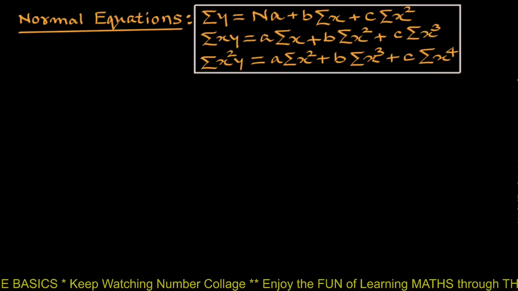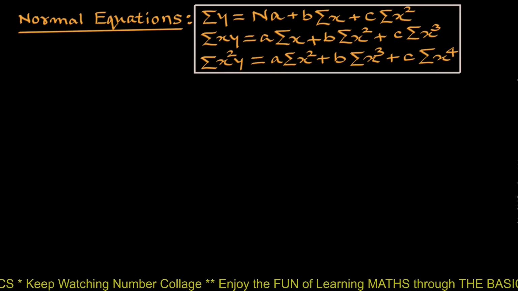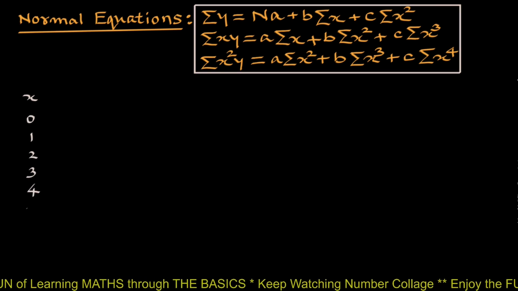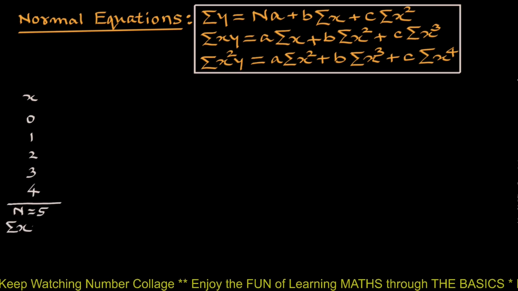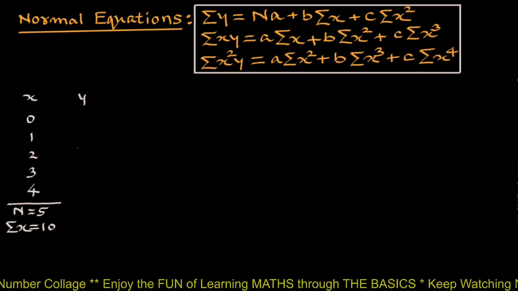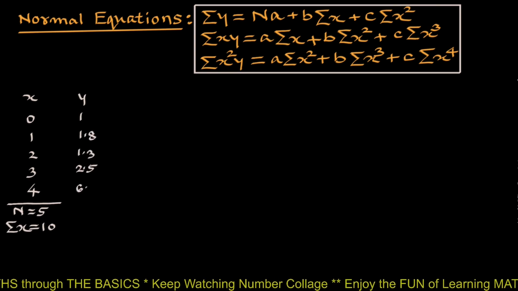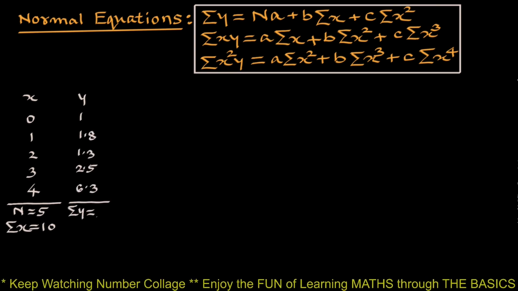Fit a second degree parabola to the following data. Values of x: 0, 1, 2, 3 and 4. N is 5. Summation x is 10. Corresponding values of y: 1, 1.8 etc. and 6.3. Summation y is 12.9.